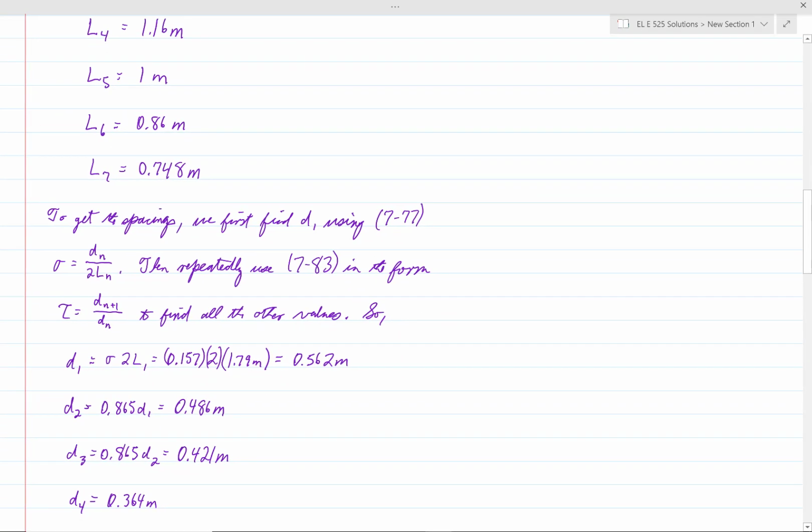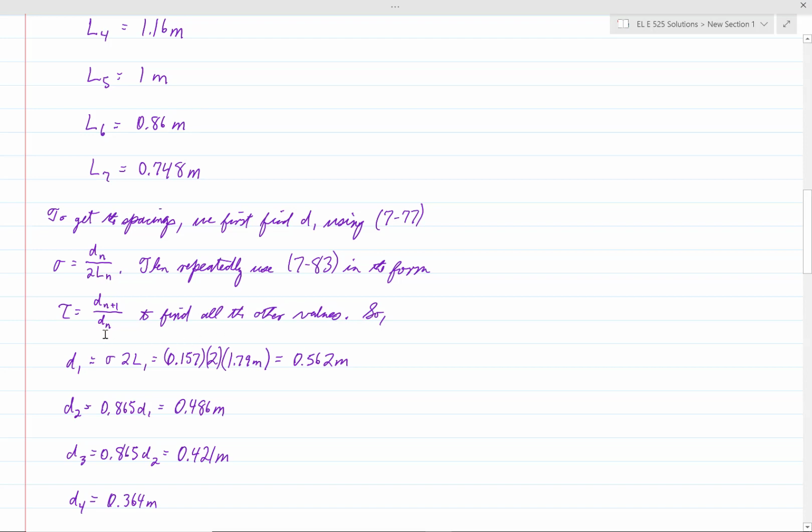And the way that we calculate these distances is we find D1 by using equation 7-77, which is sigma equals d sub n over 2ln. And then after that, we repeatedly use equation 7-83, in the form tau equals dn plus 1 over dn to find all the other values. So again, we're going to have to use one equation to find d1, and then use the same equation that we used in the above procedure to find all the L's to find all the subsequent d's.